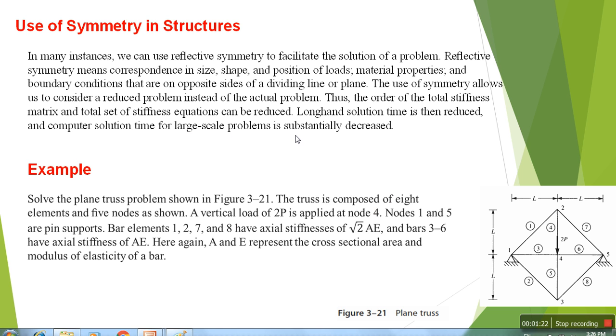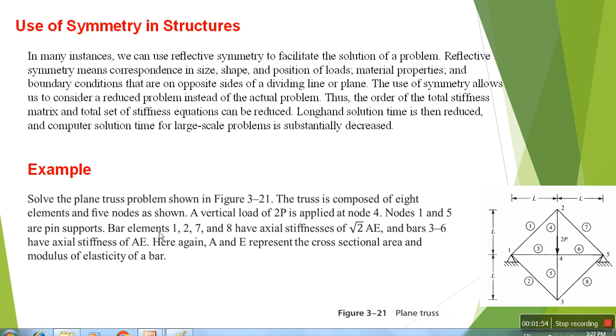Example: solve the plane truss problem shown in the figure. The truss is composed of 8 elements and 5 nodes as shown. A vertical load of 2p is applied at node 4. Nodes 1 and 5 are pin supports.